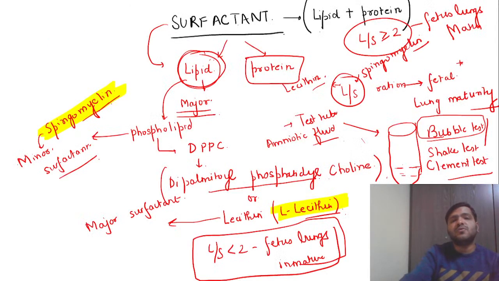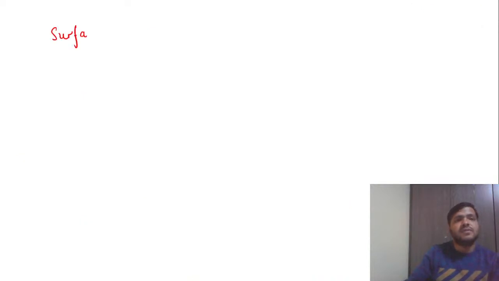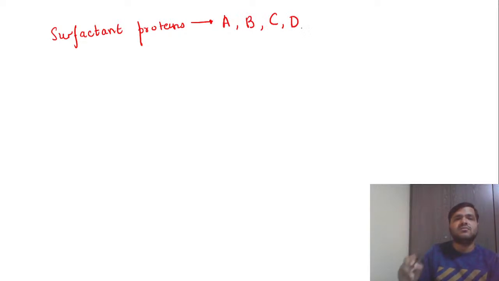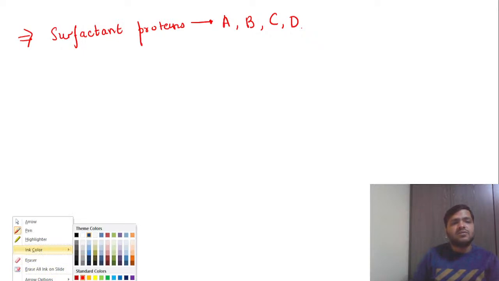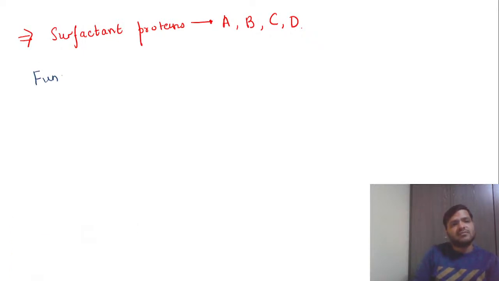Write down, we have surfactant proteins. We have discussed the lipid part, now coming on to the protein part of the surfactant. So we have surfactant protein, and these are A, B, C and D. You just have to know the names of these proteins. Now put the heading as what is the function. We are discussing physiology, so what are the functions of surfactant?